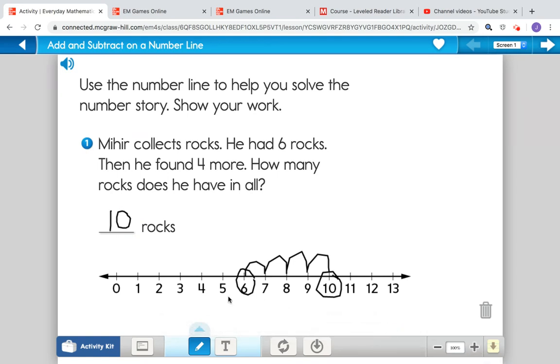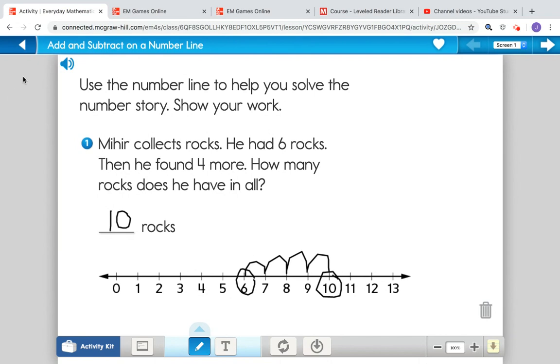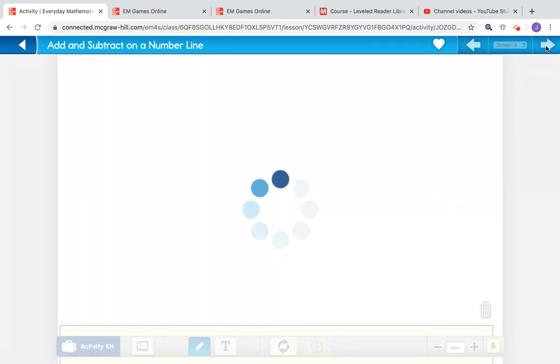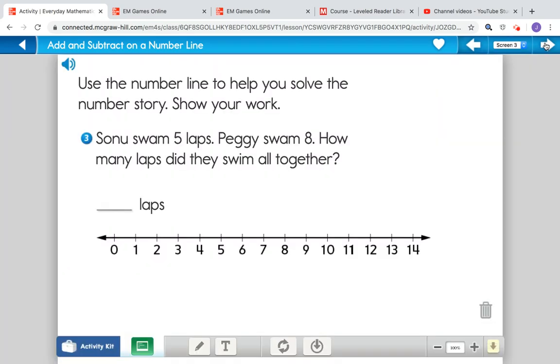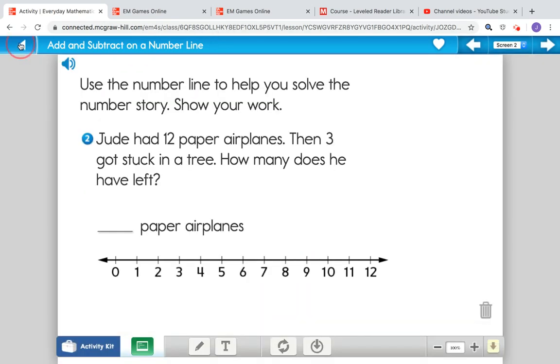You're going to do that with the other ones, and then you're going to check your answer. And then you're going to go on to do numbers 2, 3, and 4. When you are finished, you're going to arrow back out.